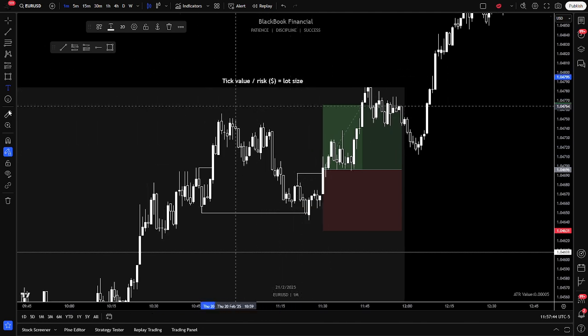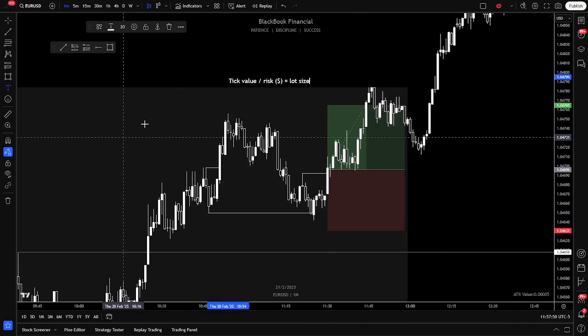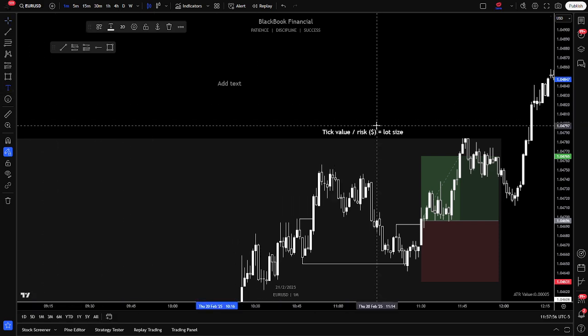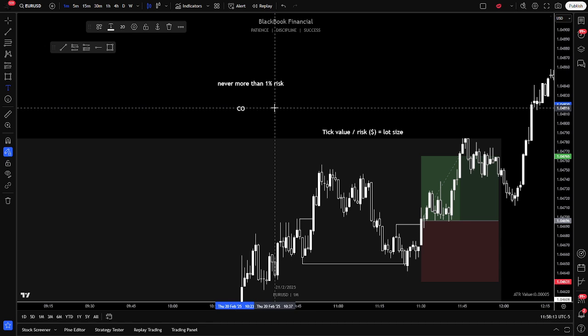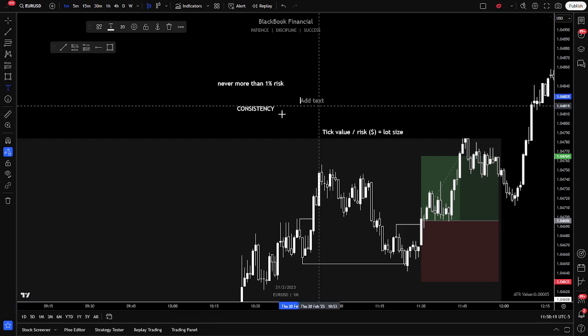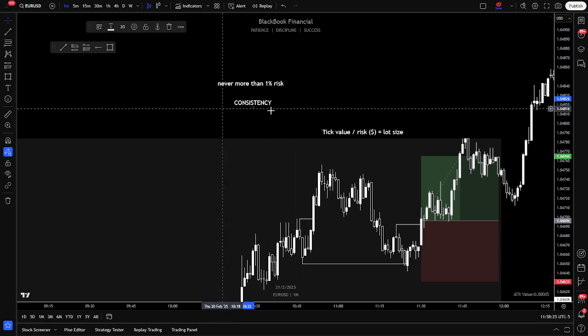Calculating lot size is one of the things that will save your consistency in trading. A good rule of thumb while trading is that you never risk more than 1% of your account. Never more than 1% risk. Why is that? Why do we only want to risk such a small number, right? And all it boils down to is consistency, right? This is the name of the game, being consistent, right? Consistency is the number one.